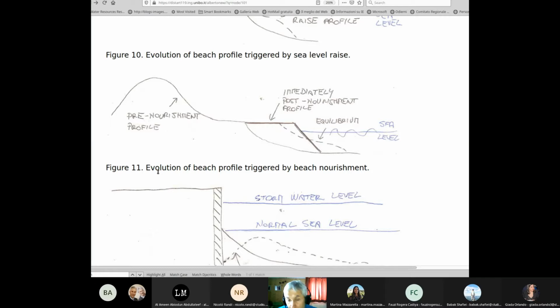And the reason is that we typically want to be resilient in our design. So we typically tend to put more sand after nourishment, and we give a slope to the beach which is higher than the equilibrium slope, because in this way we converge quickly to the equilibrium profile.